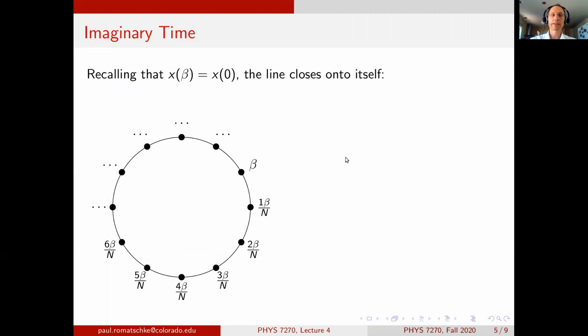Now recall that I said that the first point x1 had to be identified with the last point. In terms of the continuous time coordinate tau, this just means that x of 0 is equal to x of beta, and the line closes onto itself. Since this circle that we get here has a circumference of length beta, which is the inverse temperature, this circle is called the thermal circle.